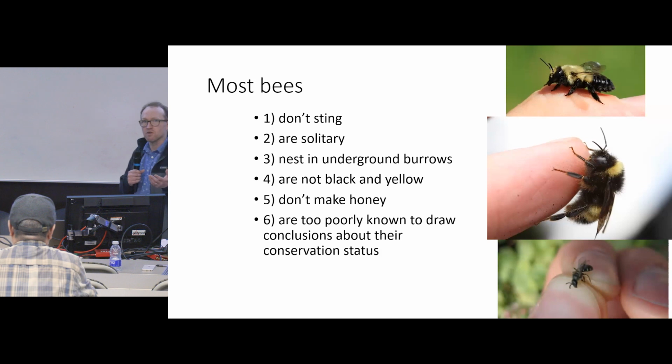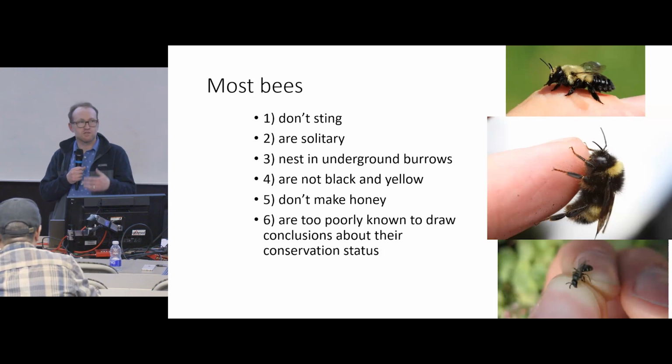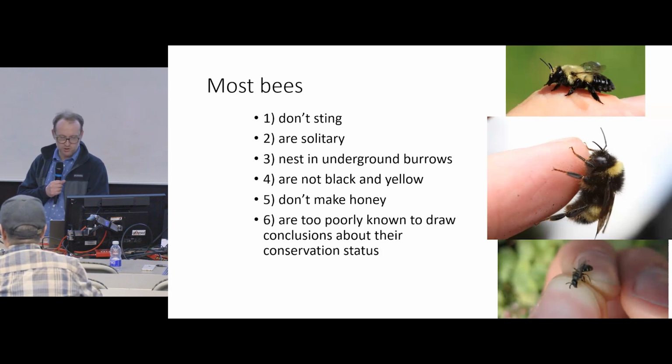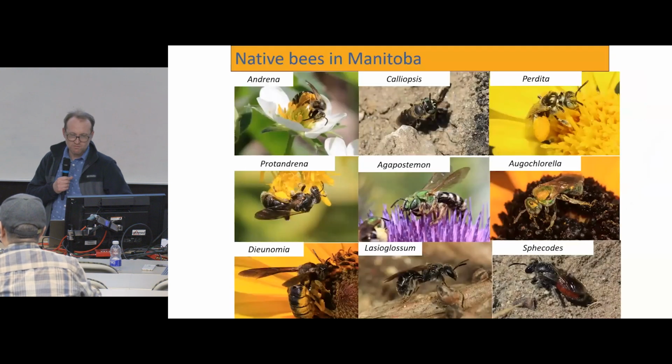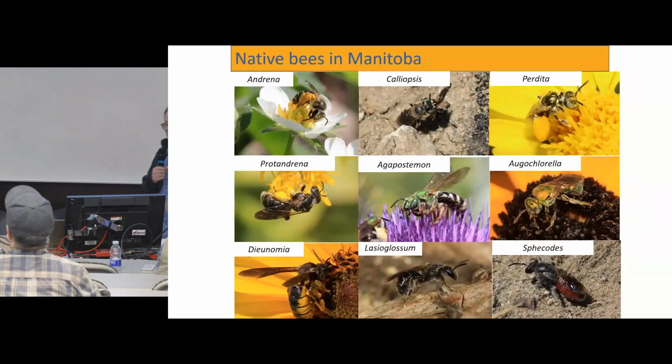People have found evidence of declines in bumblebees, but for most of the species that we have, we just don't have any good sense of whether or not bees are doing well or not. But generally, we assume that they're doing poorly because of habitat declines. So this is just a smattering of some of the bees that we have in Manitoba.